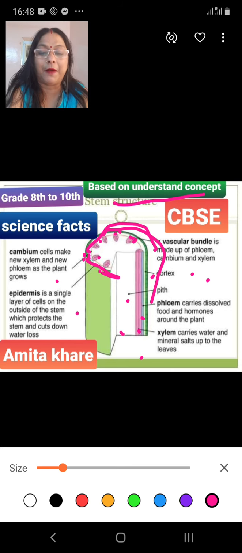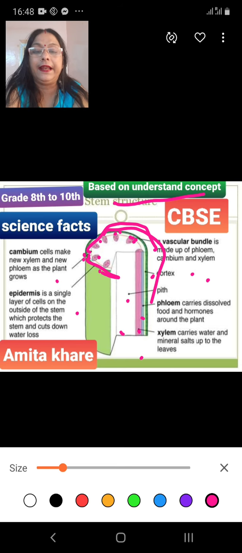Next, this green structure is the cortex, and this white part is the pith. Here is the phloem. Phloem carries dissolved food and hormones around the plant. The phloem tissue carries dissolved food. The function of the phloem is to carry dissolved food and hormones around the plant.